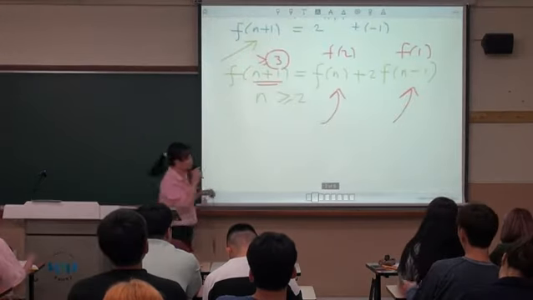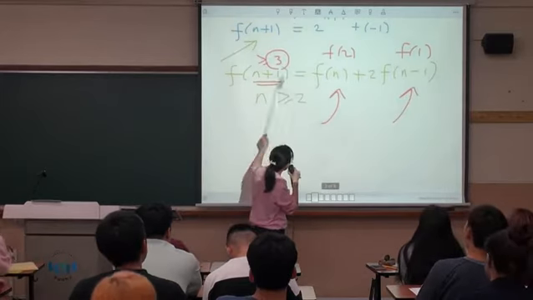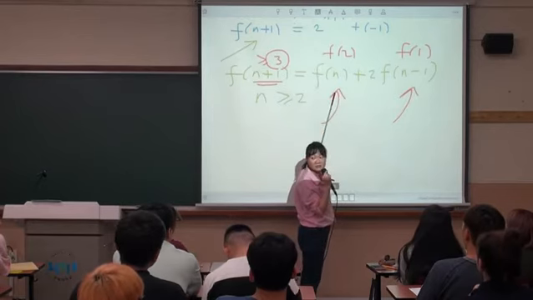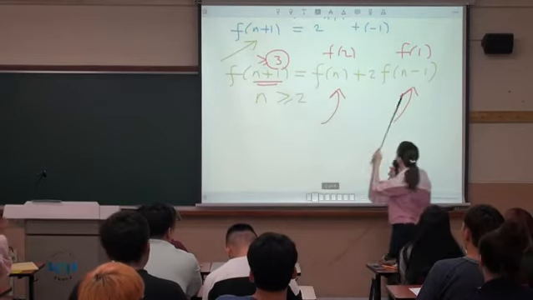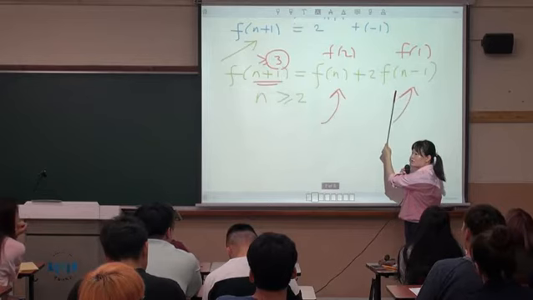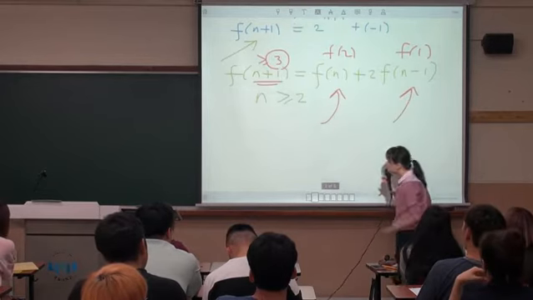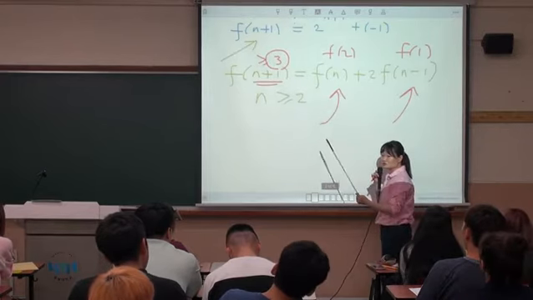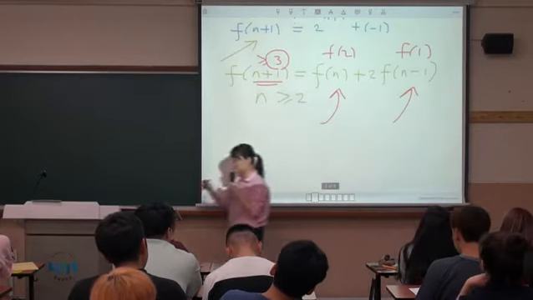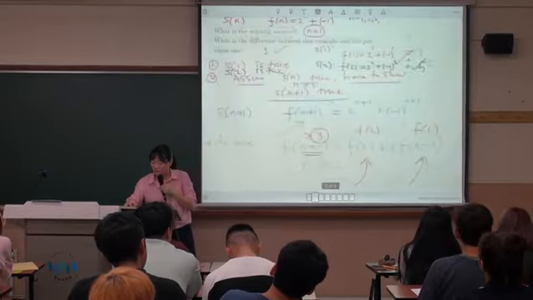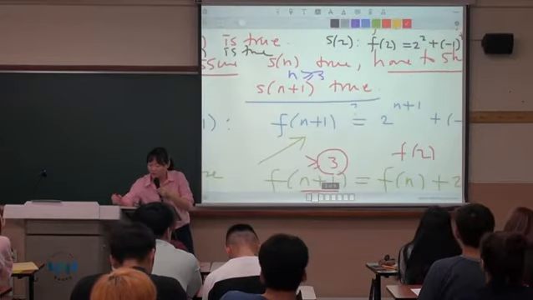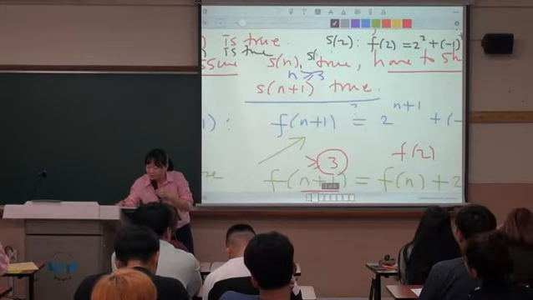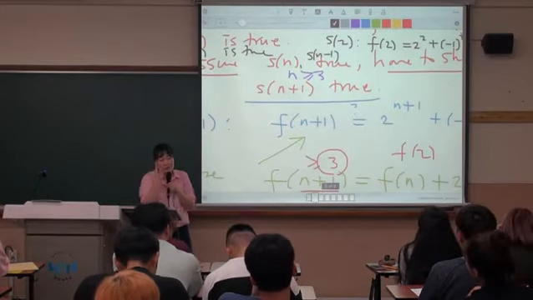See here, to use this formula for n bigger than or equal to 3, this is Sn, right? And what do we have to know? Sn minus 1. We have to assume Sn and Sn minus 1 are true. So in this assumption, Sn is true, and we also have to assume Sn minus 1 is true. That is, we're using the second principle.